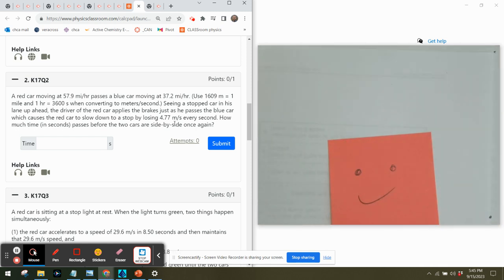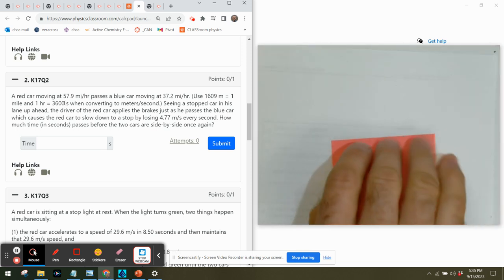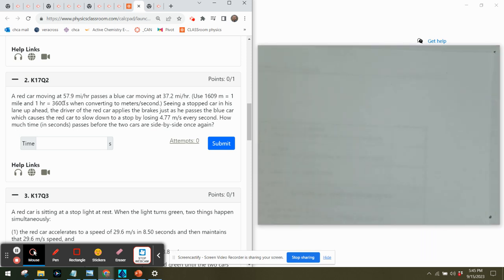There we go. So today we're looking at the problem set and calculator pad, problem set K12 question 2. This one is a little bit difficult to first wrap your mind around and try to think about. It's definitely helpful to draw a picture about what's going on.